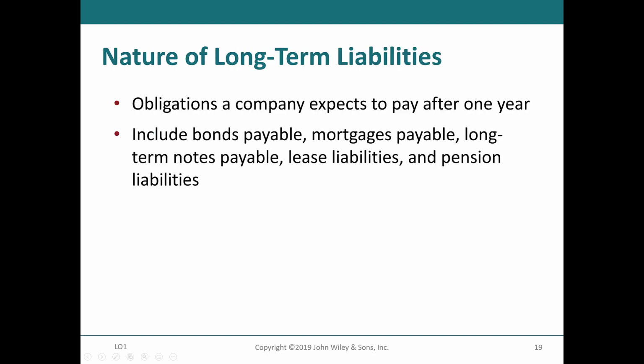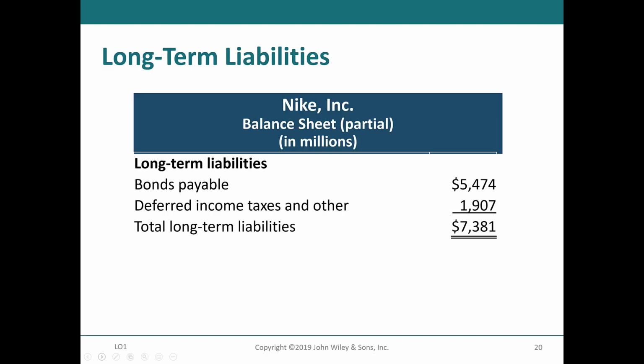Now, the nature of long-term liabilities: obligations a company expects to pay after 1 year, so more than 1 year, or the operating cycle, whichever is longer. This includes bonds payable, mortgage payable, long-term notes payable, lease liabilities, and pension liabilities. This is an example of how it shows for Nike: bonds payable, deferred income tax and others, and then long-term liabilities.